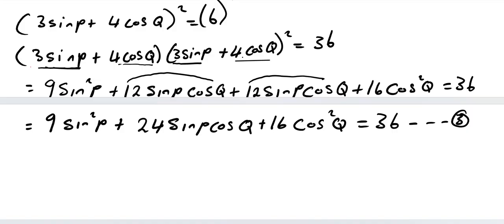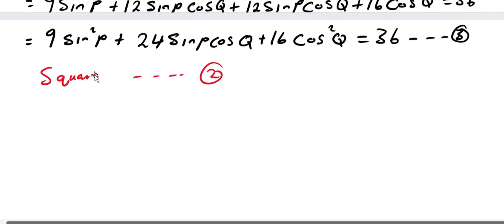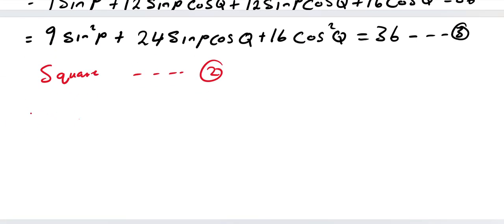Now let's use a red pen to square the other equation. Now we are squaring equation number 2. At first we squared equation number 1, now we are squaring equation number 2. Equation number 2 says 4 sine q plus 3 cos p is equal to 1. Do you see, guys? Let's square it.